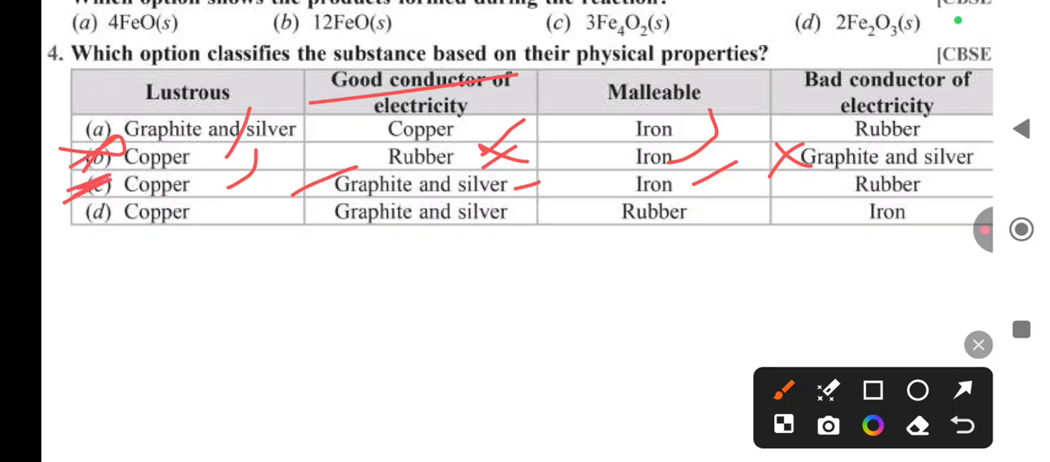In D option you can see here, rubber it is written here malleable, but it is wrong. Okay.